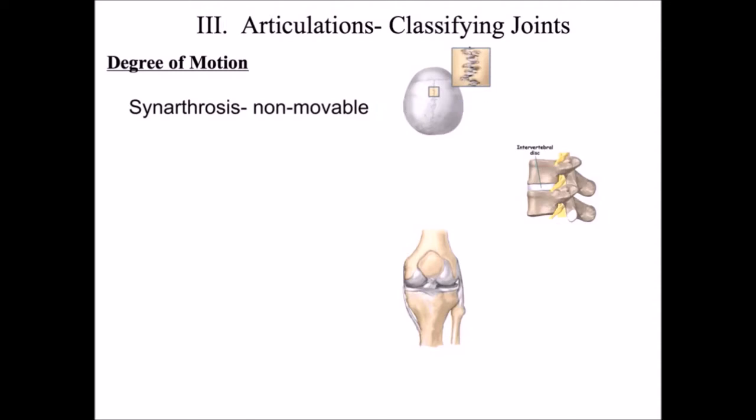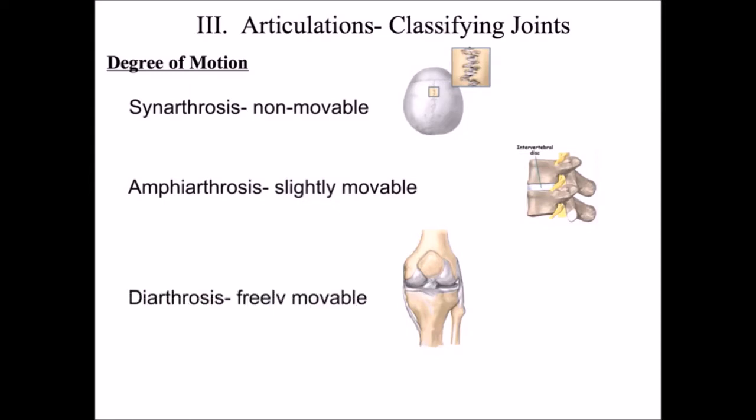The second classification for the degree of motion is amphiarthrosis, which are slightly movable joints. The example of a slightly movable joint pictured are the vertebrae of the vertebral column. And finally, the last classification for the degree of motion is diarthrosis, or freely movable joints. An example of the freely movable joint pictured here is the knee.